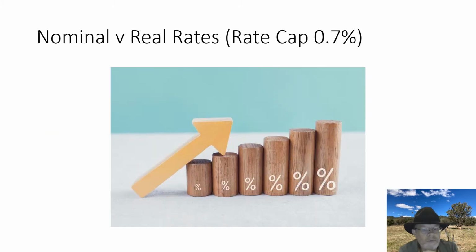So, nominal rates and real rates. If the rate cap was 0.7%, if the rate is increasing by 0.7%, that is the nominal rate. The nominal rate is the thing printed on the piece of paper. Now, the real rate is when you take account of increases or decreases to purchasing power.